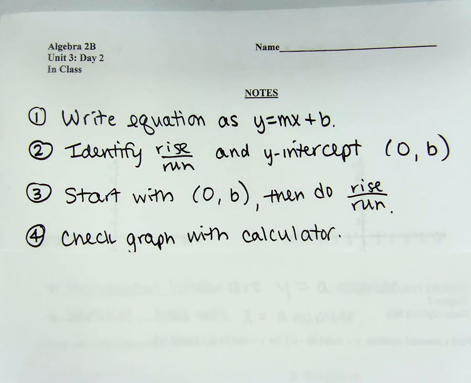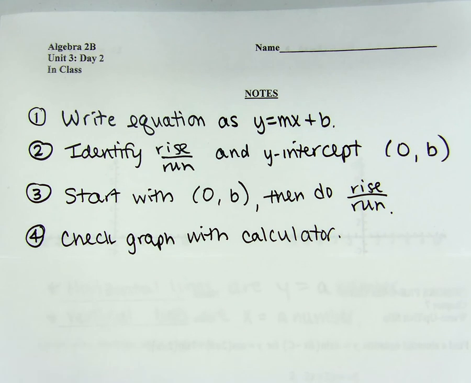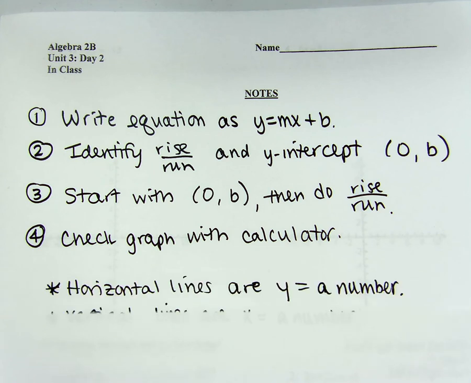When you're done, you can always check the graph with your calculator. So make sure you have your graphing calculator. If you don't have one yet, you need to get one. Don't forget, if you don't have one for class, you can check one out ahead of time in the library. And then just a little side note down here, horizontal lines are y equals a number, and vertical lines are x equals a number.